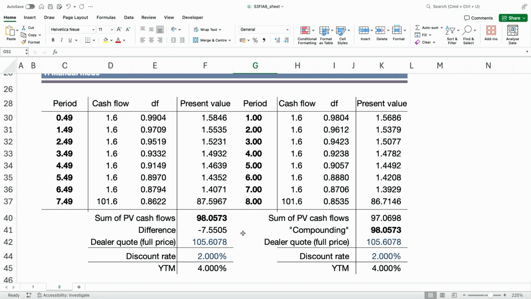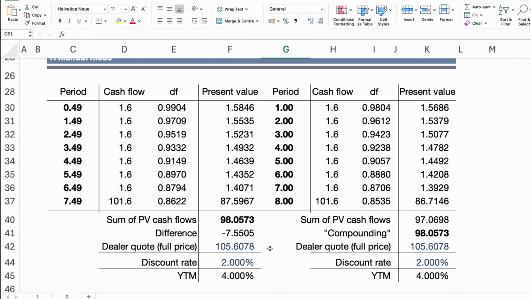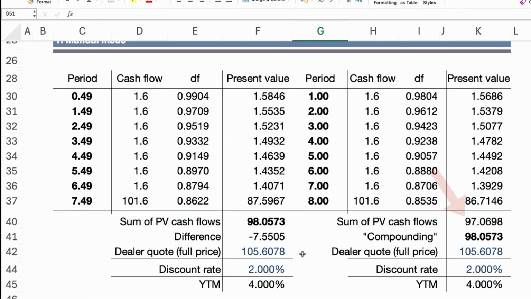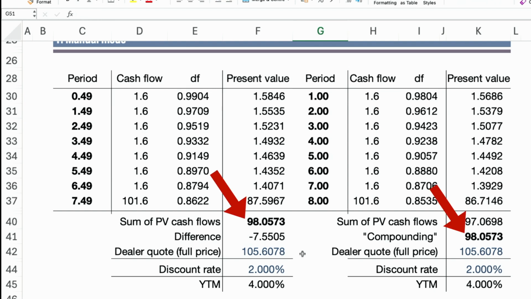I have demonstrated this by backing into the dealer's quote using the two formulas we've just seen. On the right side, we've discounted the cash flows, namely the coupons and the par value at maturity, using full periods. Of course, we get a different and lower sum of cash flows than the one we get when discounting using fractional periods on the left. Then we compound for the fraction of time given by the portion of 92 days over 180, and we get the same result.